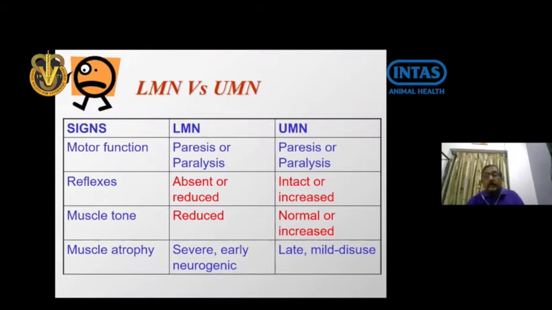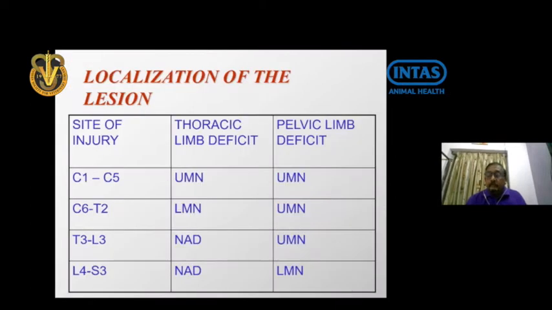But in an upper motor neuron, the reflexes are going to be increased or intact. Similarly, the muscle tone is going to be increased. Now, it's a very subjective evaluation. Once you know this is an upper motor neuron or a lower motor neuron, you are going to go to the localization of the lesion. Now, how do I know this? Just by heart, as simple as that.